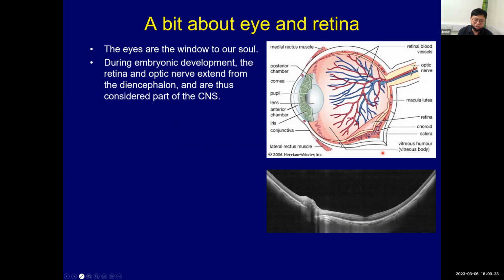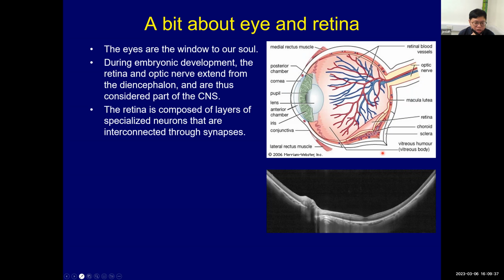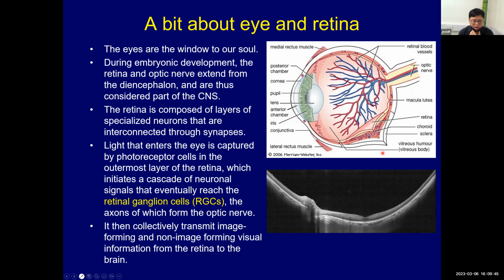The phrase means that by looking at the eye, you can tell the emotion or the mind of the person. So maybe there's some link even from the biological perspective. The retina is composed of layers of specialized neurons that are interconnected. The light that goes into the retina is captured by the photoreceptors, and then converted to a signal that is sent through the optic nerve head to the brain for interpretation.